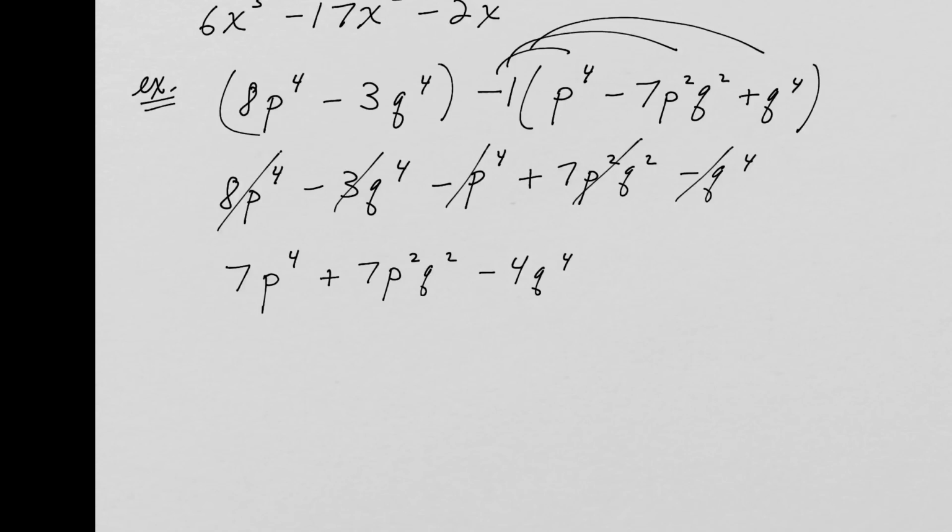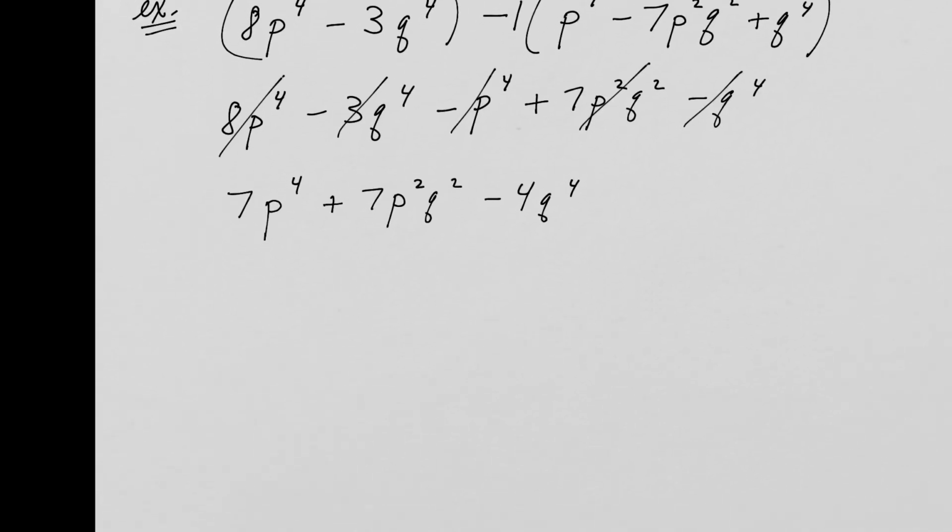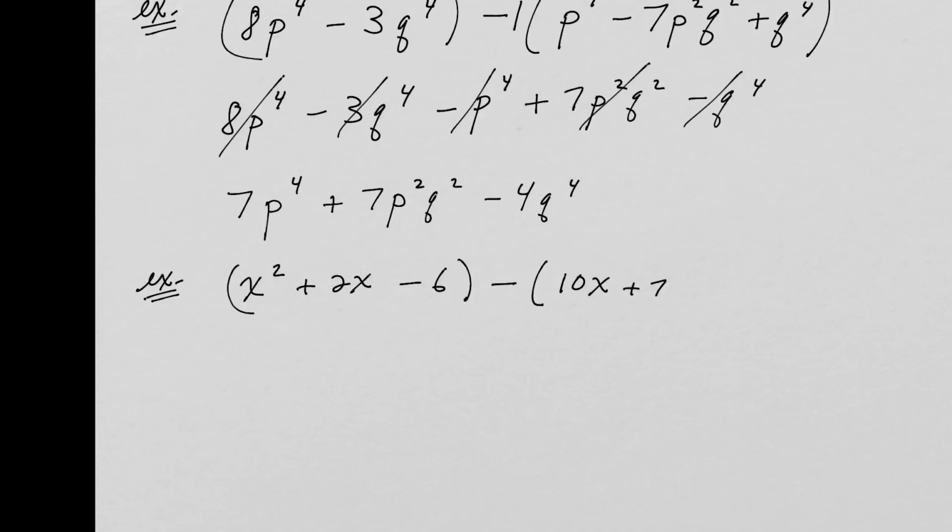Great. Do a couple more. Let's say I have this: x squared plus 2x minus 6. So that's my first polynomial, minus 10x plus 7.